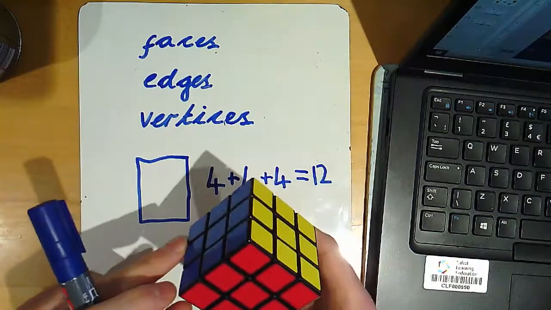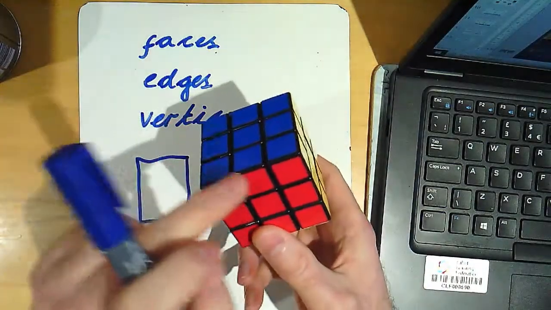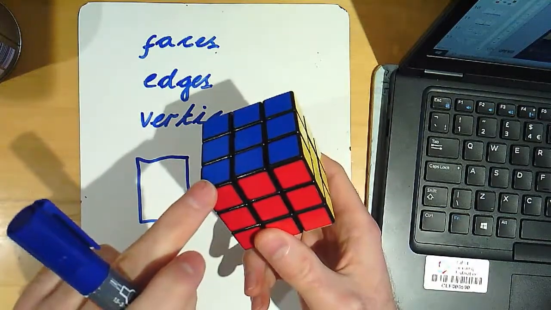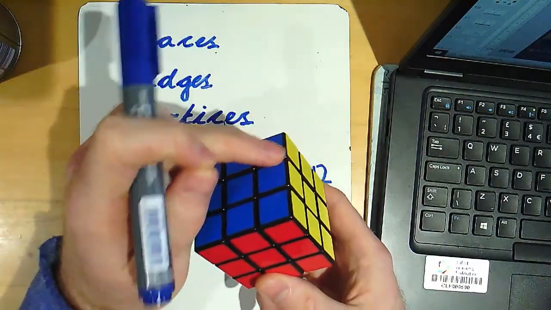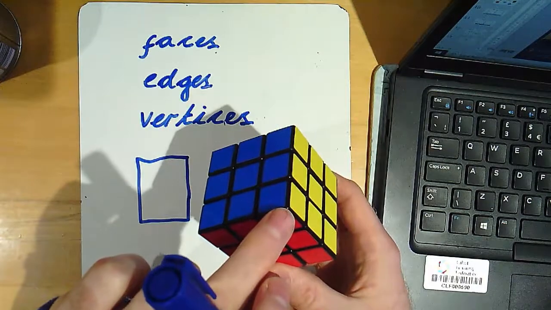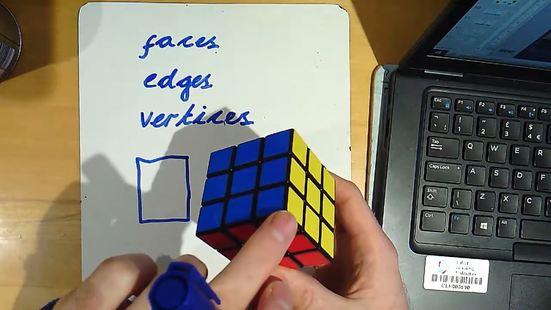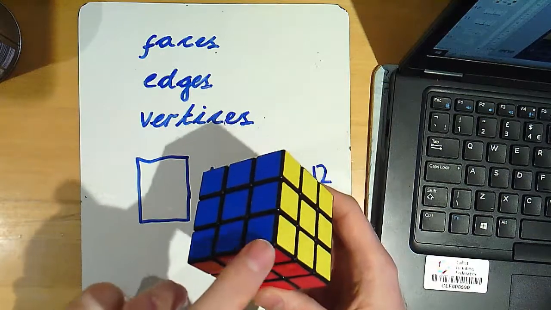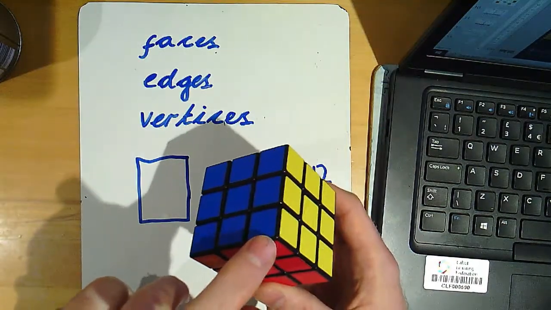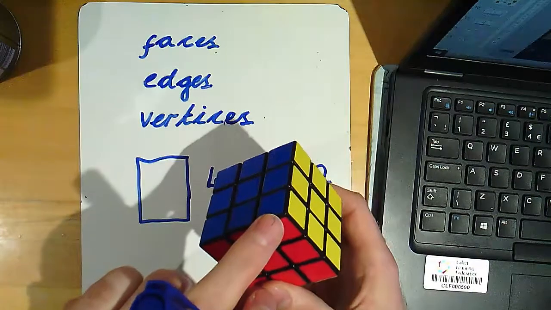So here I can see on my cube that I have an edge running down this side, an edge running down this side, an edge running over here, and where they meet is this point right on the top. And that is my vertex. What we might also call a corner, but as mathematicians we prefer to use the word vertex.